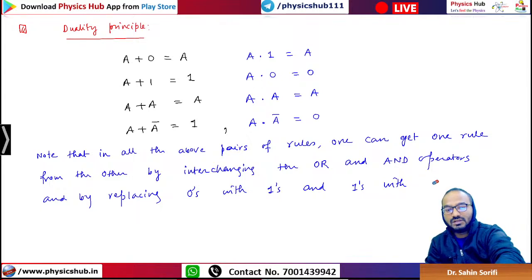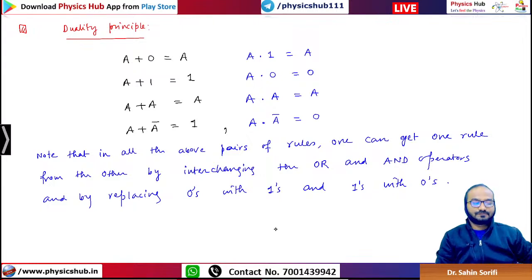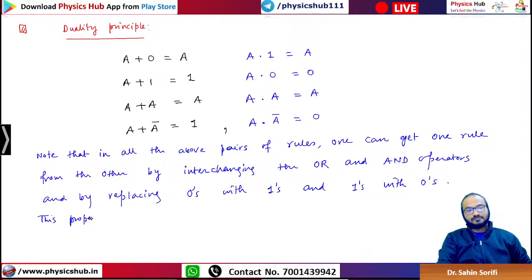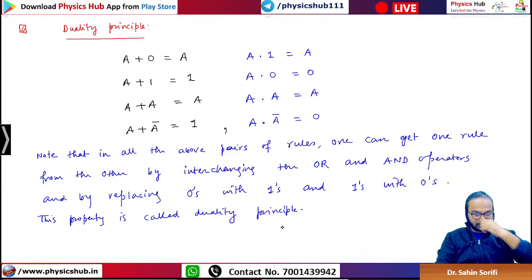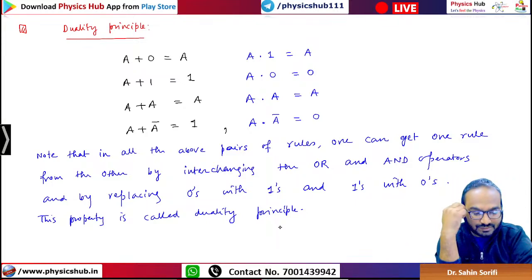And you see, in all the pairs, in all the rules, this has been followed. This property is called the duality principle. Okay. Let me know once it is done, then we'll go for the next one, De Morgan's theorem.